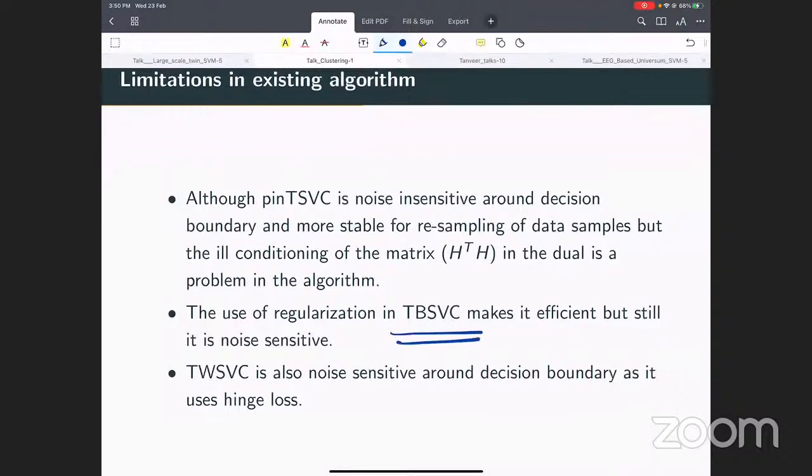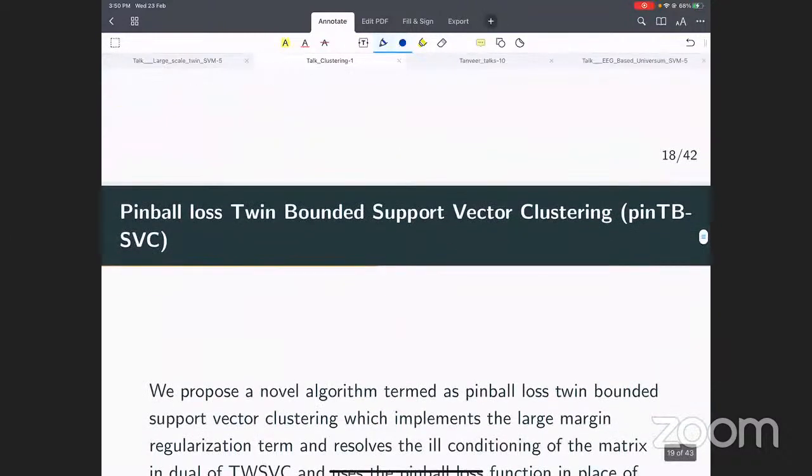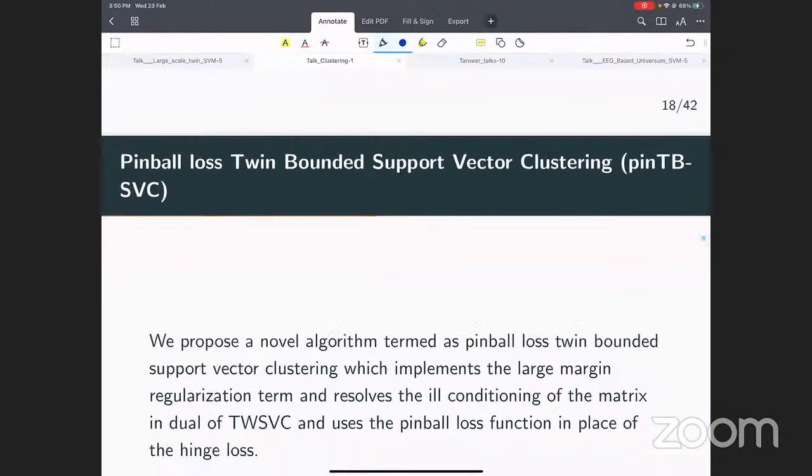So then we use the twin bounded support vector clustering concept, using pinball loss. When we use pinball loss in the twin bounded support vector clustering, both issues will be resolved. That means the noise sensitivity issue will be resolved, plus the singularity issue in the matrix will be resolved.